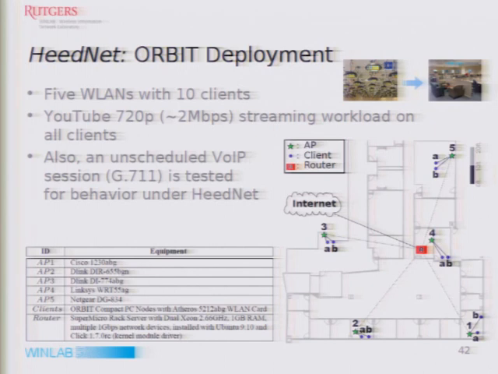When these guys come up, they fire up a browser and start watching Obama's State of the Union in 2010 in 720p high def, which comes to around, on average, 2 megabits per second per stream. YouTube streaming is hard to pinpoint as 2 megabits per second straight, because it has its own buffering scheme with that Flash application. But on average, it comes to 2 megabits per second. We also tested an unscheduled VoIP session to see how it survives in the scheduled setup.